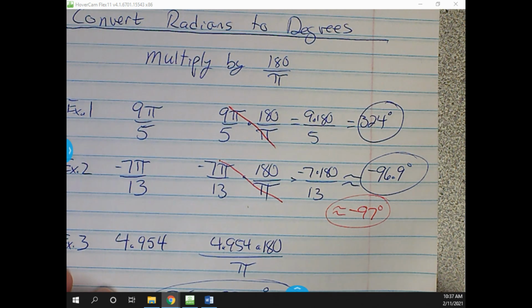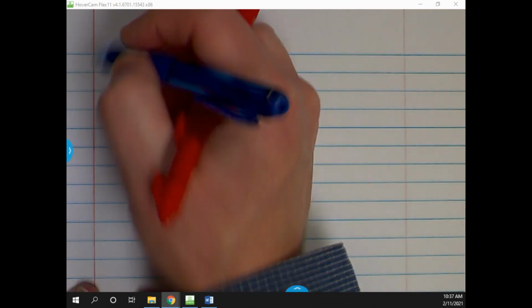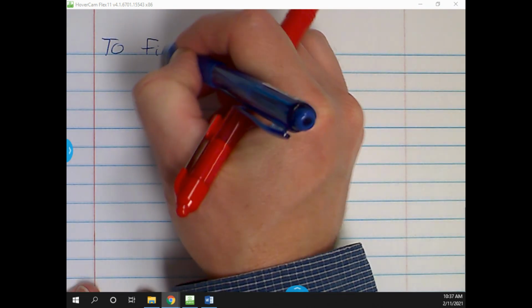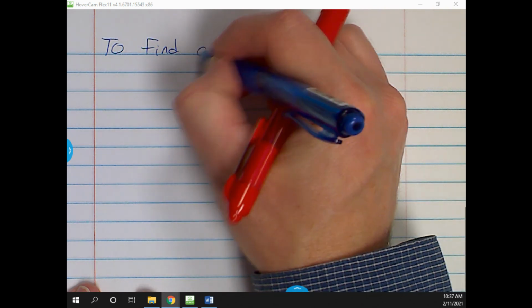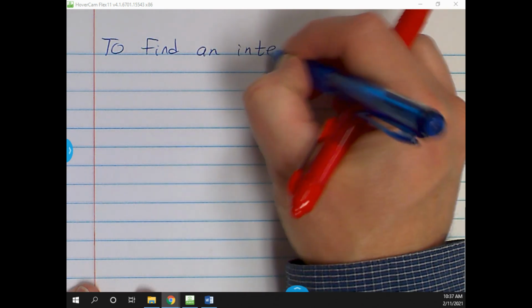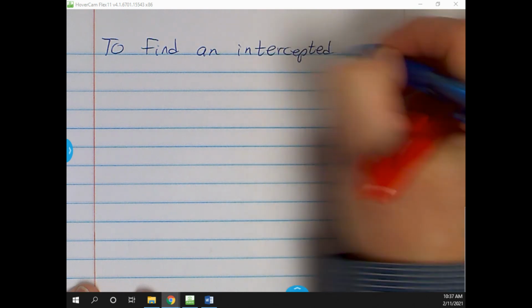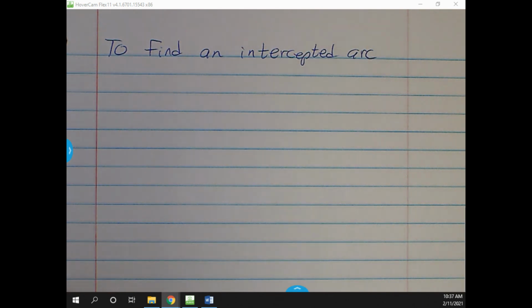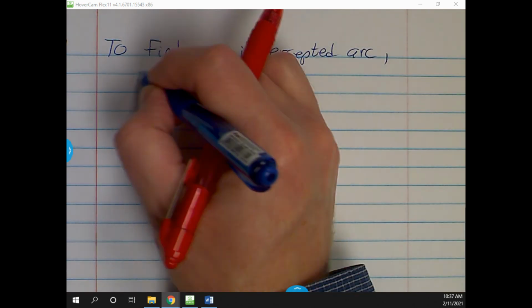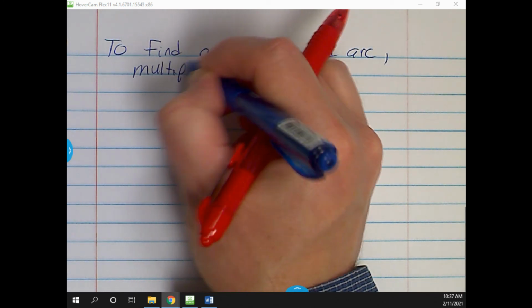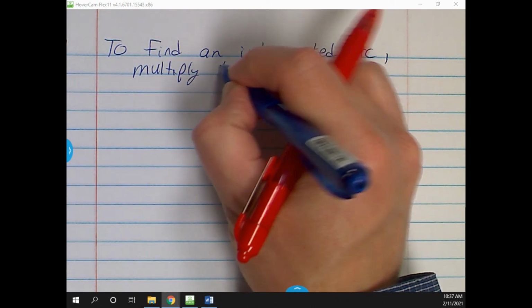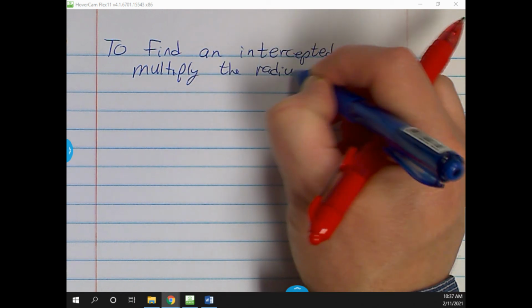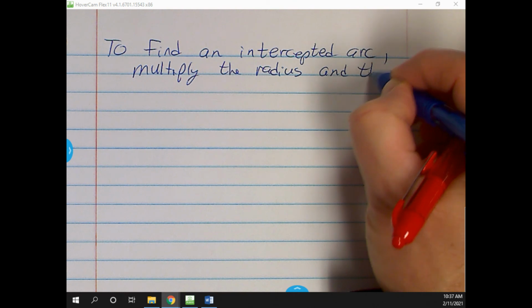All right. And then the last thing, this one just didn't really fit anywhere. It was one little topic that was off somewhere else. So we're going to go ahead and put it in here because it sort of kind of fits, but not exactly. To find an intercepted arc, you're just going to multiply two things. You're going to multiply the radius and the angle given.